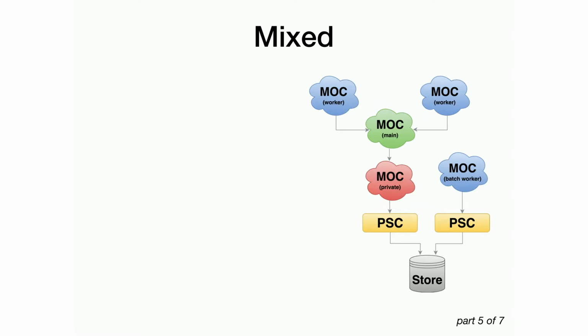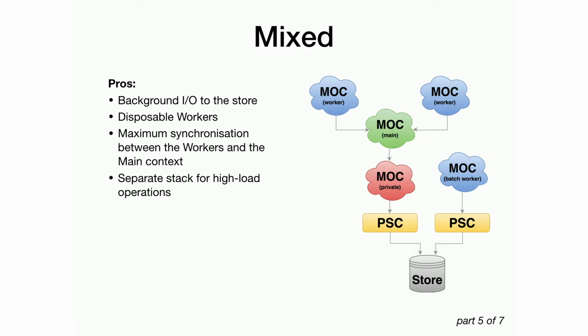Okay, the last one, mixed stack. It's a real mixture of nested context and shared store models. It has all the benefits we discussed, but it's really complex. It's complex to set up, it's complex to tune. But these disadvantages can be covered by some third-party libraries. There are some open source solutions for that, and that's good.